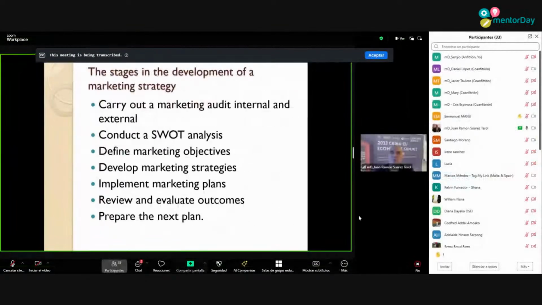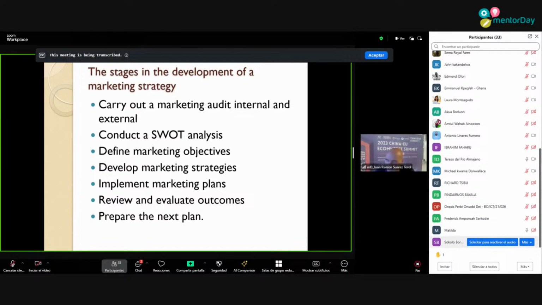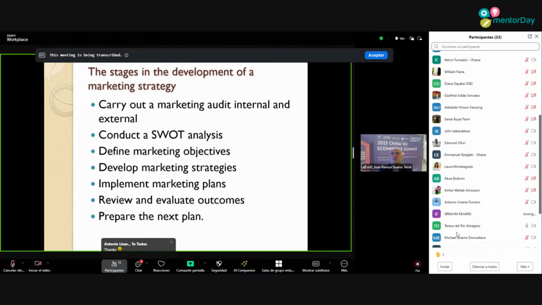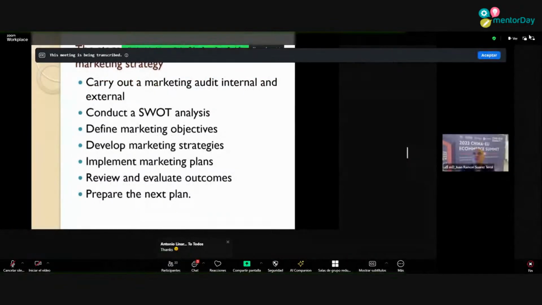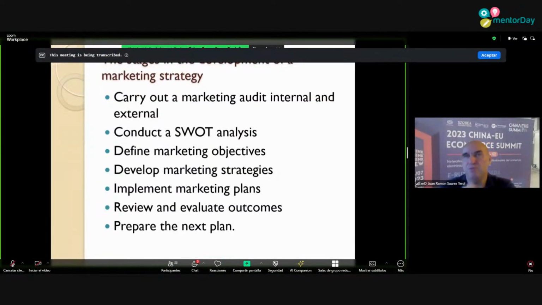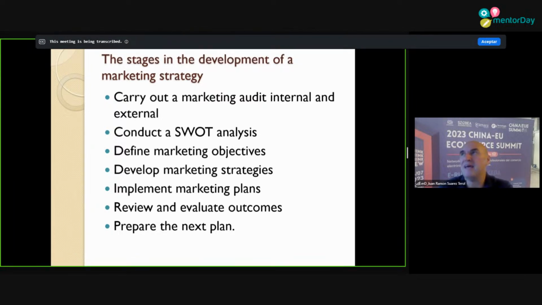The stages in the development of a marketing strategic plan. We see that this is put in letters, what we just saw in the graphic before. Carry out a marketing audit, internal and external. Has anybody of you, and I am asking probably those of you that have a business plan which is more developed, you are more than 20 people here, and probably some of you don't have, I wouldn't say an audit. Audit is a very strong word to use, but at least an analysis, internal and external analysis.